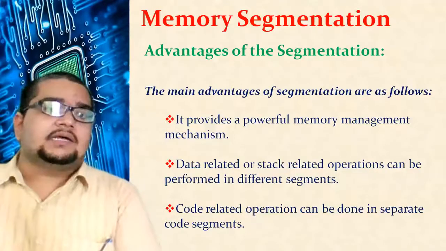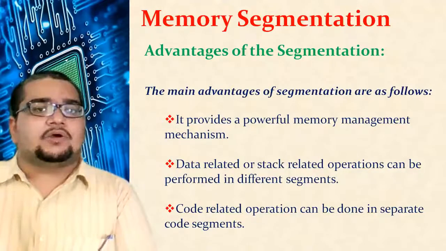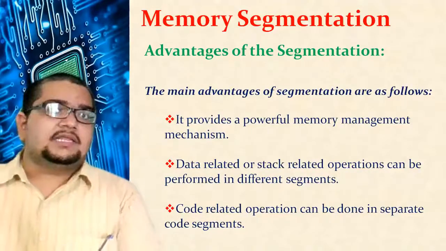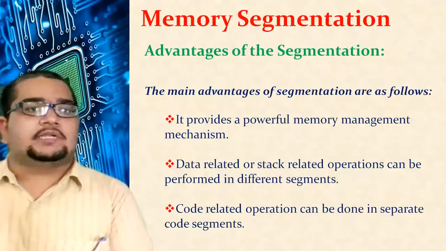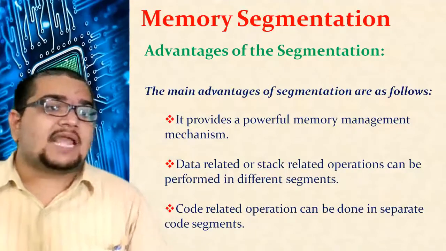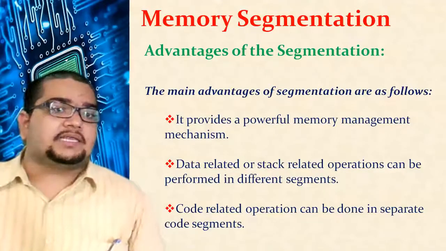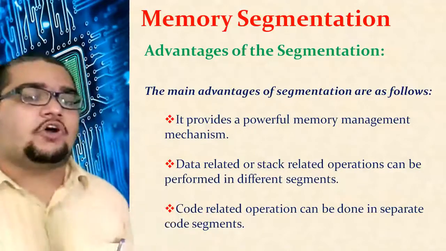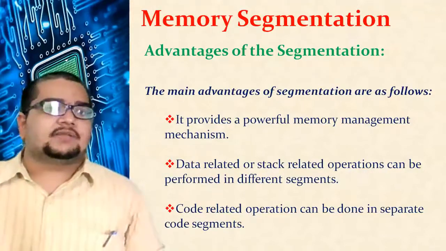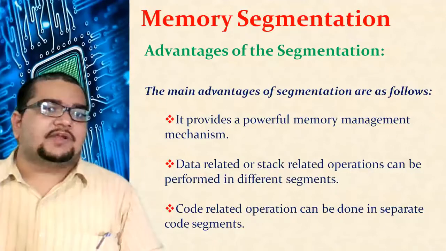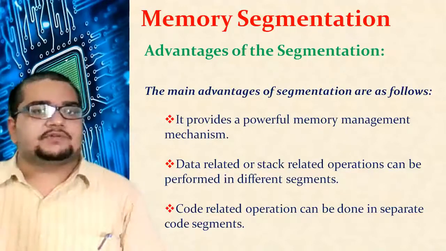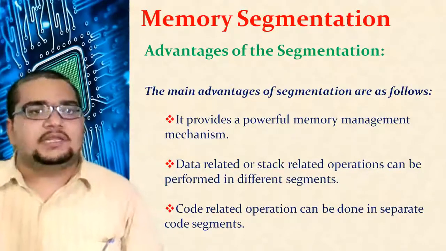Okay. Second point: data-related or stack-type data operations can be performed in different segments. Earlier, when talking about segment registers, we came across the stack segment. The stack segment is a slightly different type of data memory area. In normal data operations, the data is stored anywhere in the physical memory and accessed from anywhere. But stack data is different. It is arranged in a stack manner, that means last in, first out. Whichever data you kept last will be available to you first.